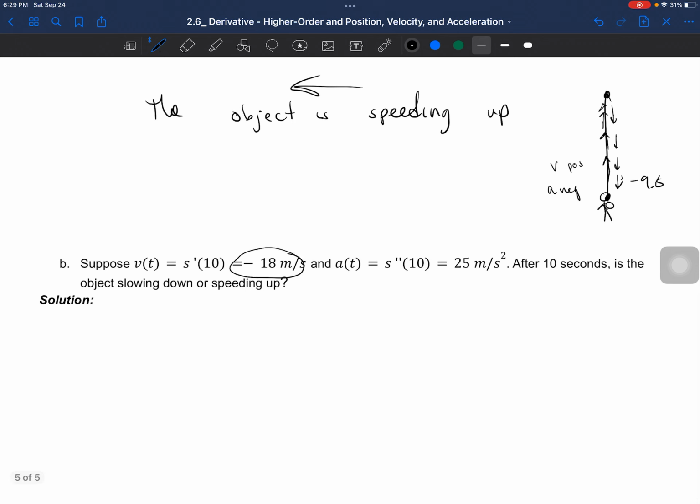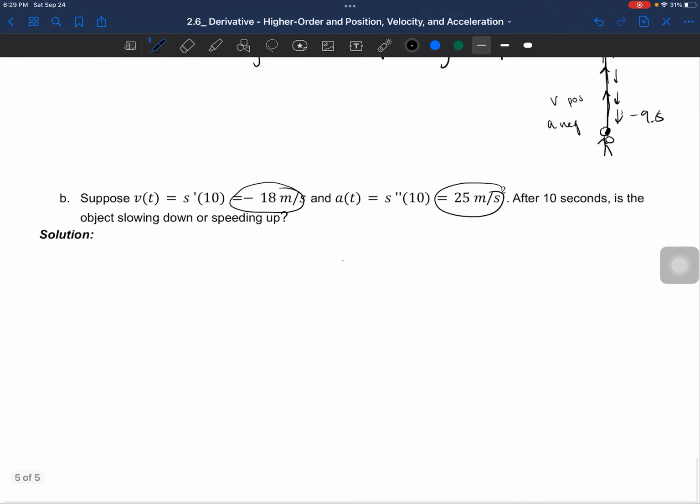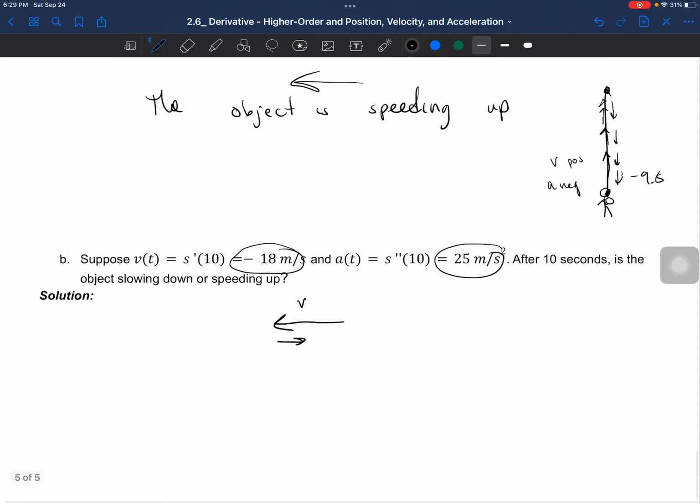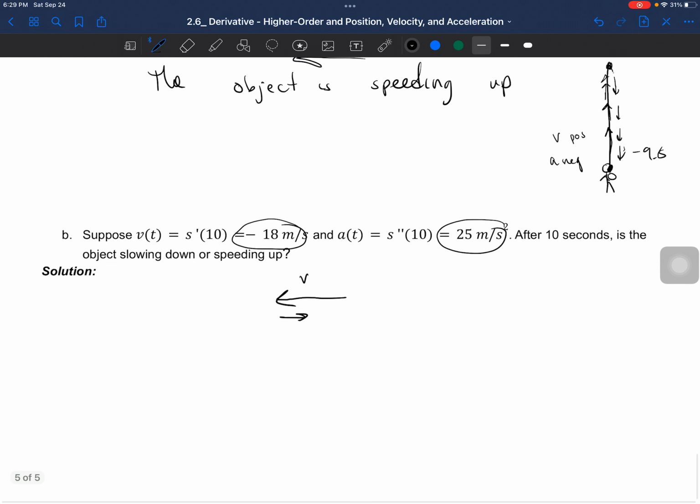In the next example here, we have negative velocity and positive acceleration, and so that means that the velocity of the object is going in this direction, but it's slowing down because the acceleration is in the opposite direction. So that means this particle is slowing down.